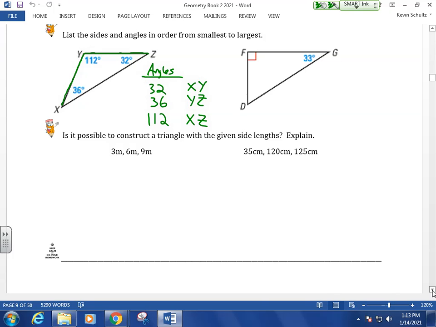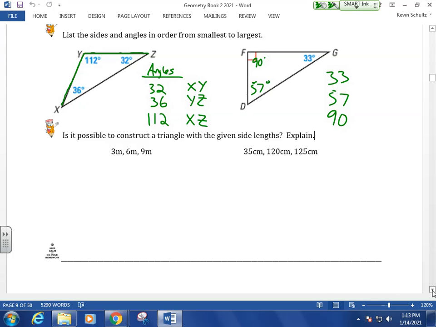In the next one here, we have a right triangle. So we know that this is 90, that right angle tells us. We have the 33 degree angle marked, which means that that other acute angle, because of the triangle sum theorem, 33 plus angle D have to add up to be 90 degrees, and that makes this 57 degrees there. So angles, 33, 57, 90, going smallest to largest.